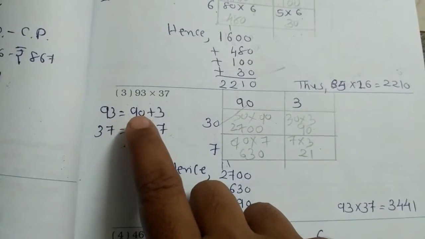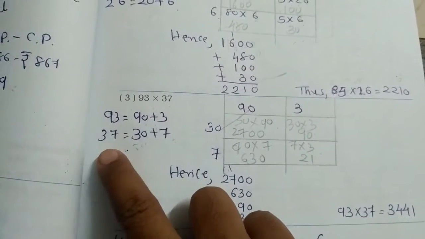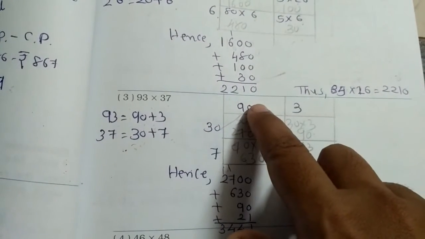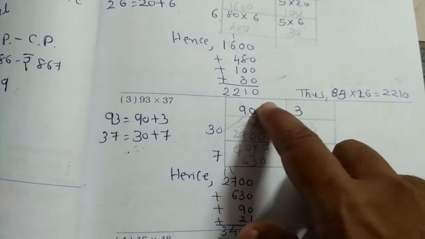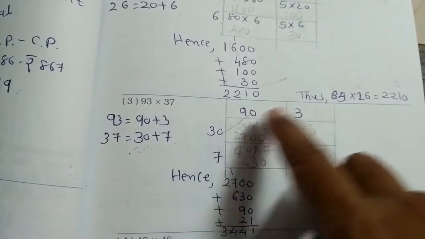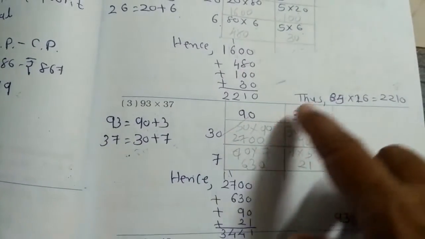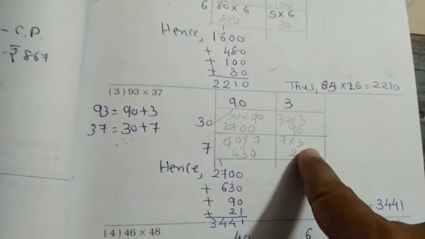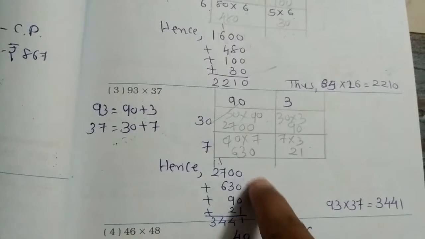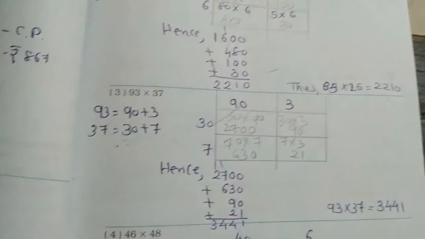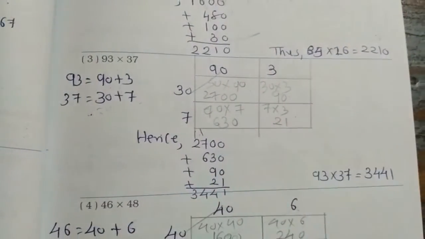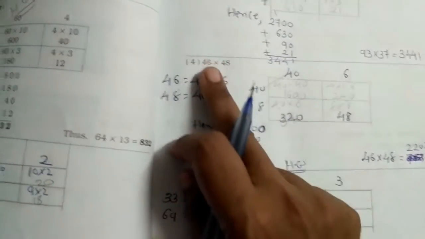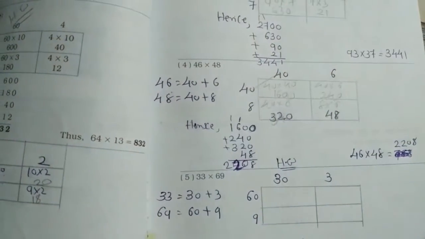So 93 is equal to 90 plus 3 and 37 is equal to 30 plus 7. So 30 multiplied by 90 and 7 multiplied by 90, 30 multiplied by 3 and 7 multiplied by 3. Do the multiplication like this and later on you will add all these answers together. So you will get the final answer. Look at question number 4, 46 multiplied by 48.